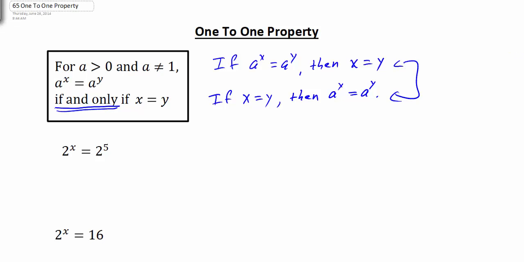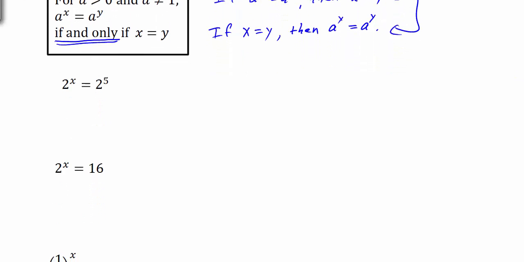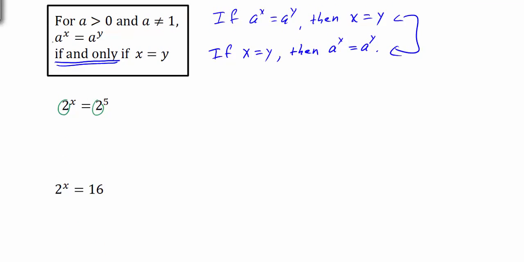So let's look at applying this one-to-one property to solve these exponential equations. Here we have a very simple one. If we have 2 to the x equals 2 to the 5, what we want to indicate here is that we have the same base, 2, just like in the statement up here. This is a, this is a. The base has to be the same.